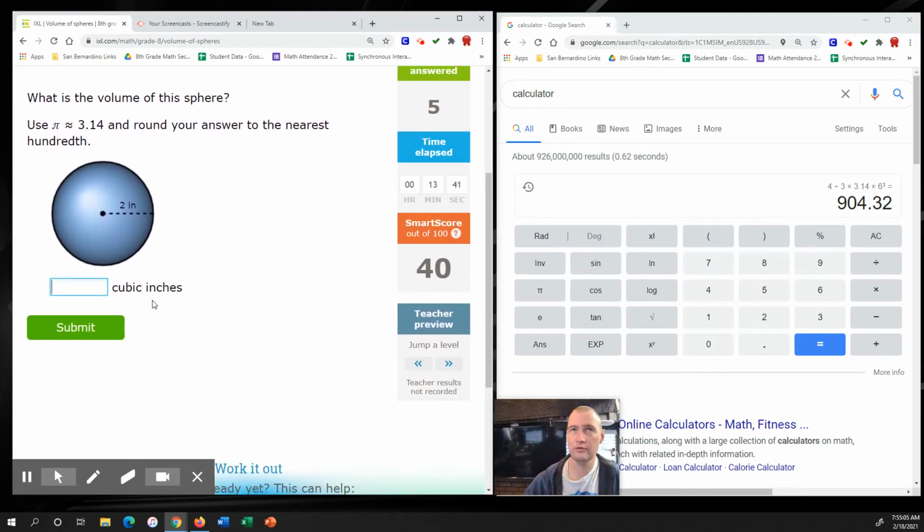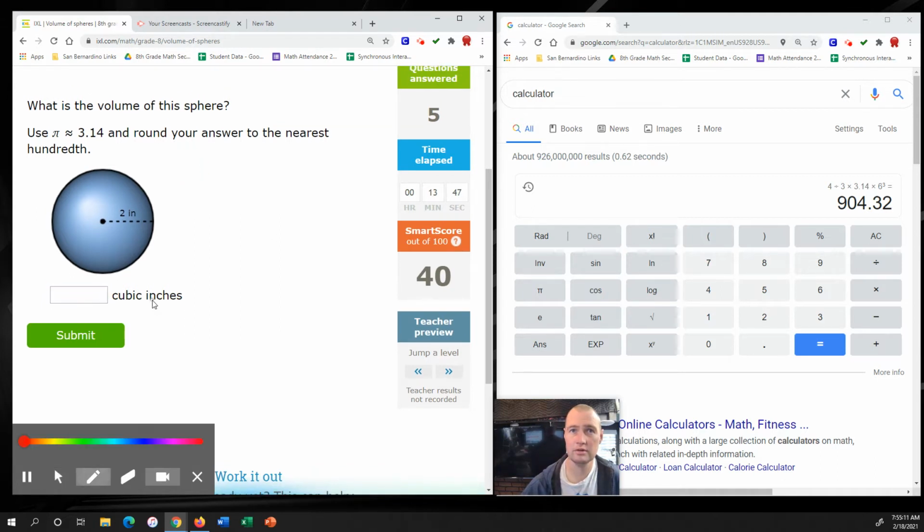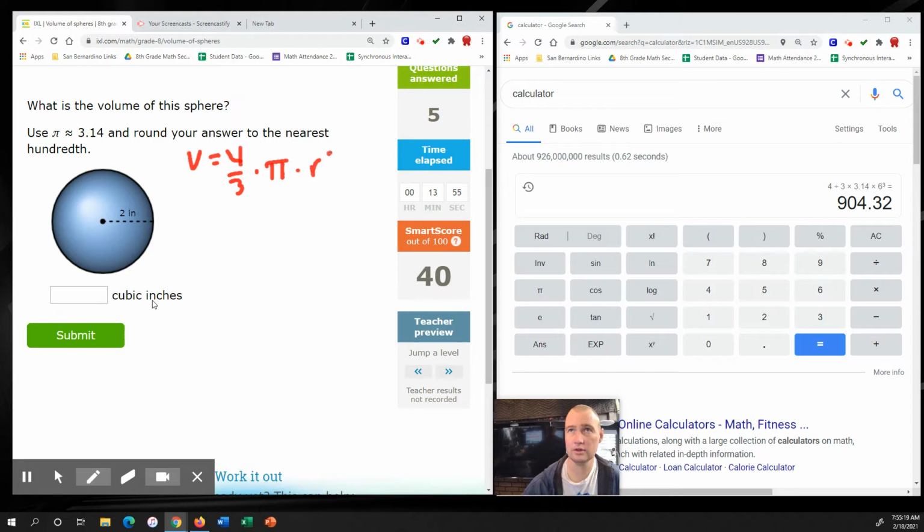All right, we're at a smart score of 40. We're going to keep on going, and the formula does not change. So here we go. We're going to use our volume equals 4 divide 3 times pi times r to the third. Volume equals 4 divide 3. I just like putting the division sign better because fractions, for whatever reason, throw people off, but fractions mean divide.